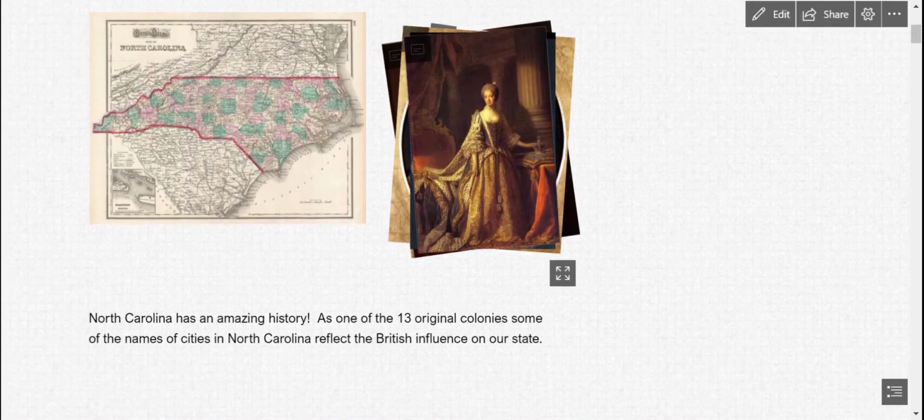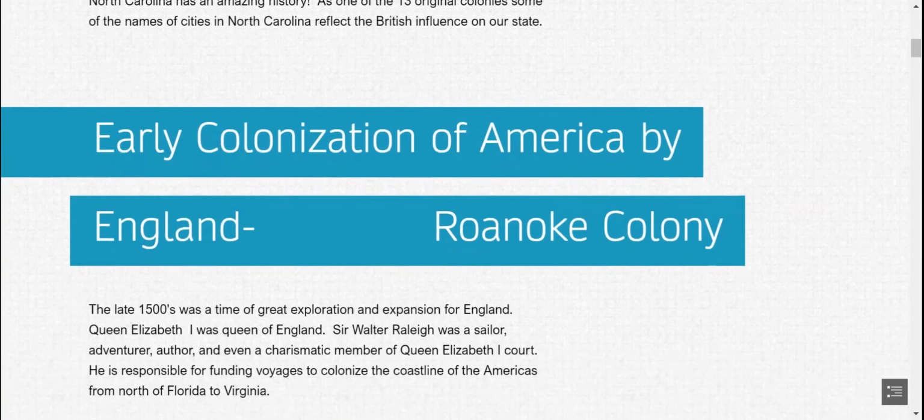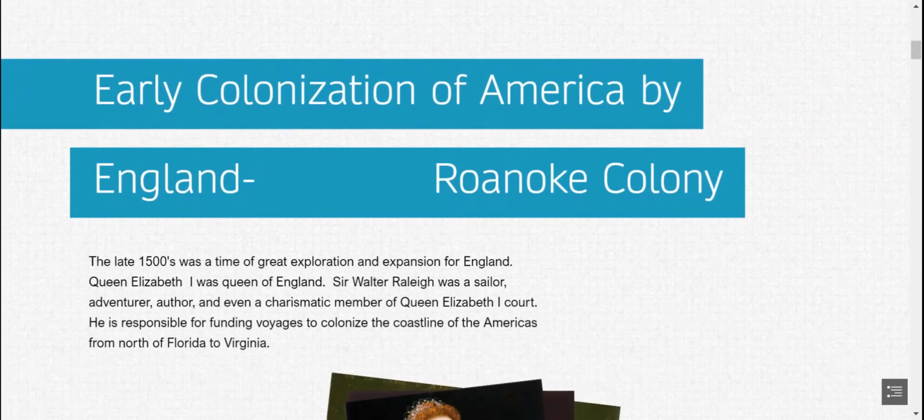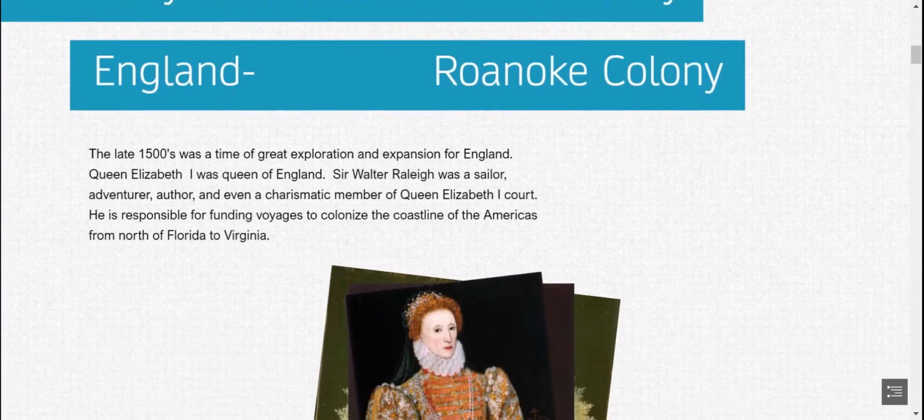As we know, North Carolina has an amazing history. As one of the 13 original colonies, some of the names of cities in North Carolina reflect the British influence on our state. You may remember back when we were talking about the early colonization of America by England, that there was the Roanoke colony. That's right. The late 1500s was a time of great exploration and expansion for England.